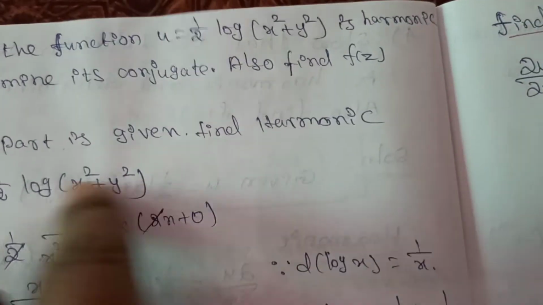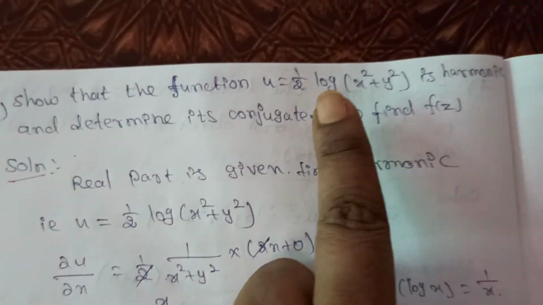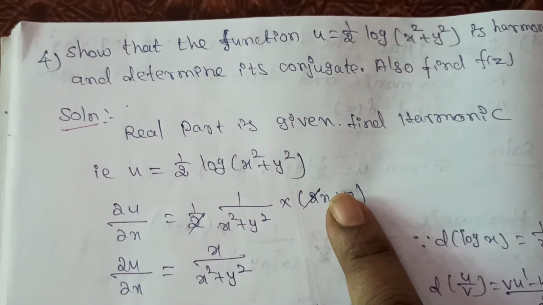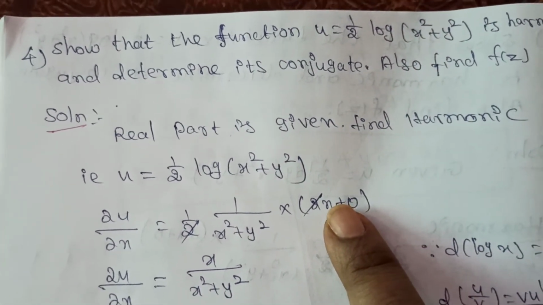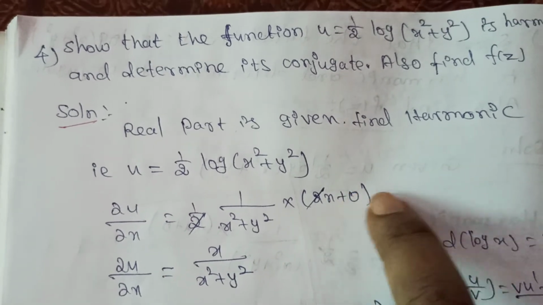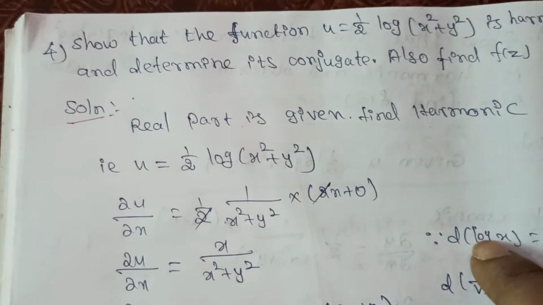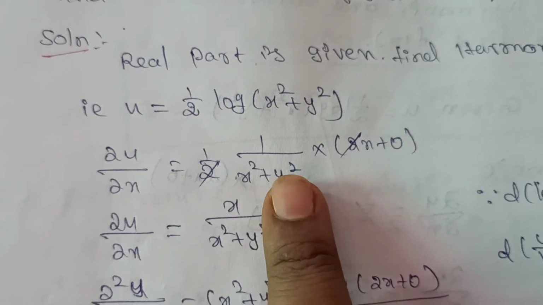But in this problem u is given, so what you have to prove for harmonic is that finally ∂²u/∂x² plus ∂²u/∂y² equals 0. So that is what we want to prove, the harmonic in this problem. Okay, so how to prove the harmonic? Now we are going to see how to prove the harmonic.